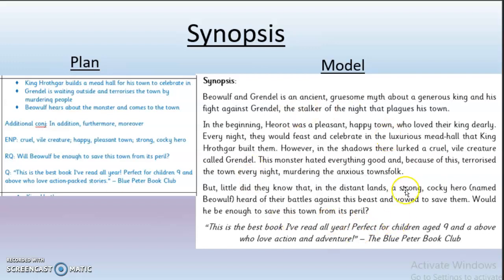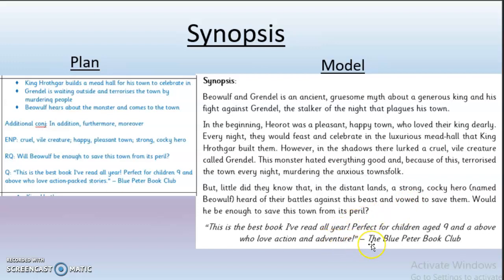Okay, so it doesn't give everything away, but it gives you enough detail that everything started well, and then unfortunately this monster came along and things turned bad. He started murdering everyone, but there is a hero in this story. Is the hero going to be able to defeat the beast? Okay, so you need to give us some information, but not tell us the ending and spoil it.